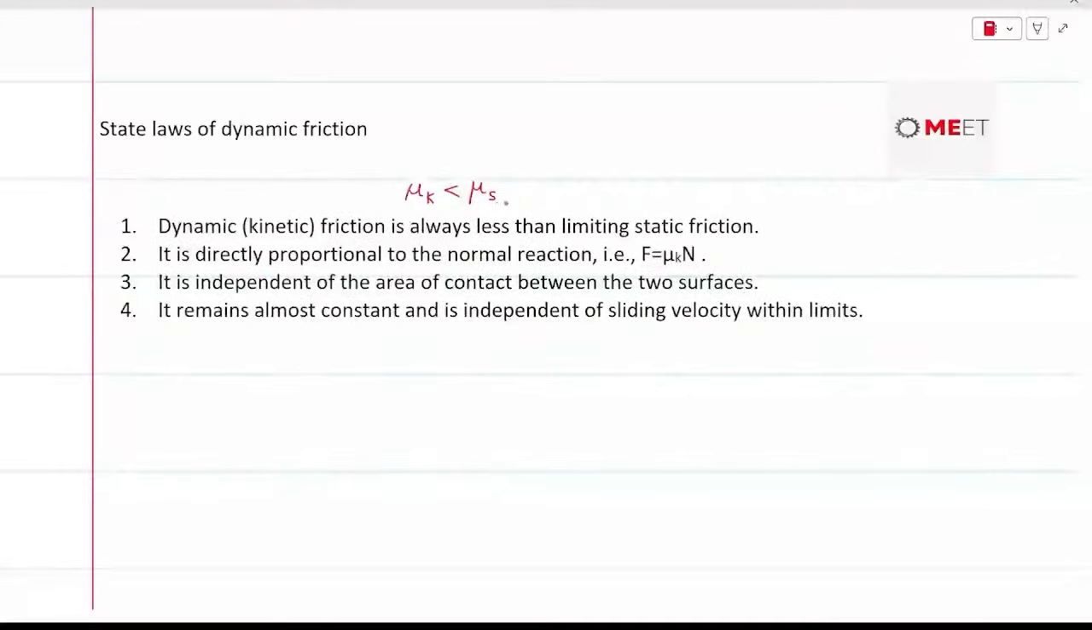Next, the dynamic friction is proportional to normal reaction. The dynamic frictional force is proportional to normal reaction, and it is independent of area of contact between the 2 surfaces, and it remains constant and independent of the sliding velocities within the limits. So these are the laws of dynamic friction.